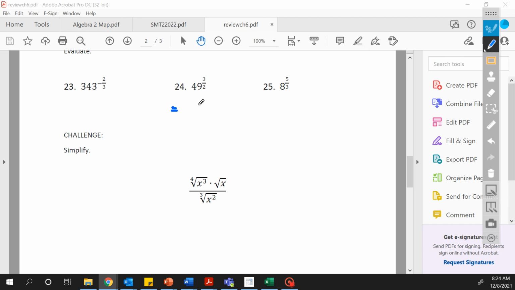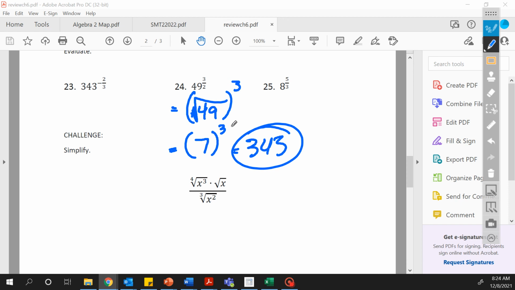Number 24, if we wrote this as a radical, it'd be the square root of 49, that's then raised to the 3rd power. Square root of 49 is 7, and 7 to the 3rd power is 343. So 49 to the 3/2 is 343.